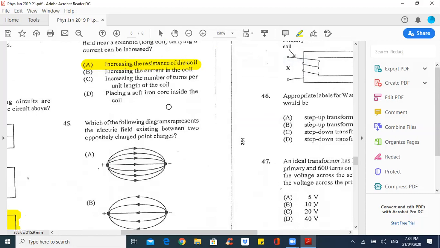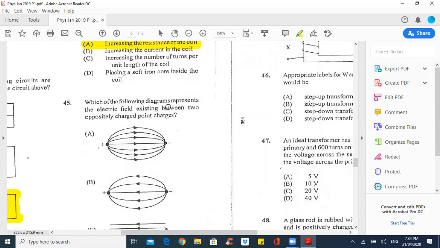Then number 45, which of the following diagrams represents the electric field? In an electric field, you go from positive to negative. So the answer is A. The arrows always go from positive to negative.